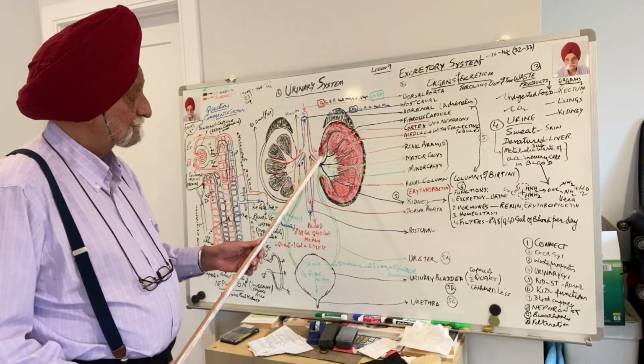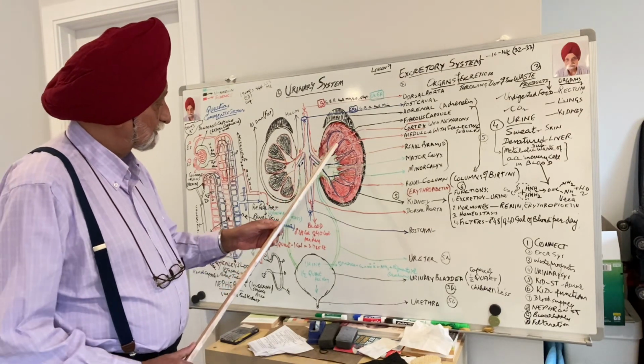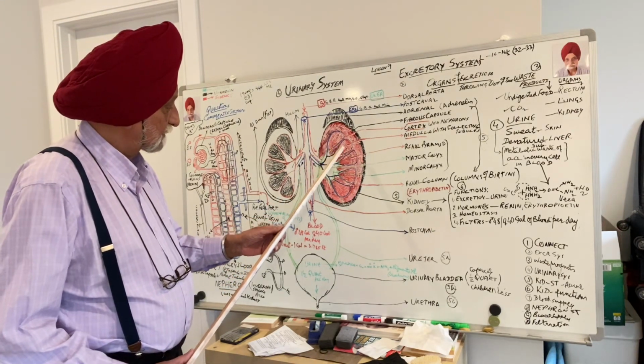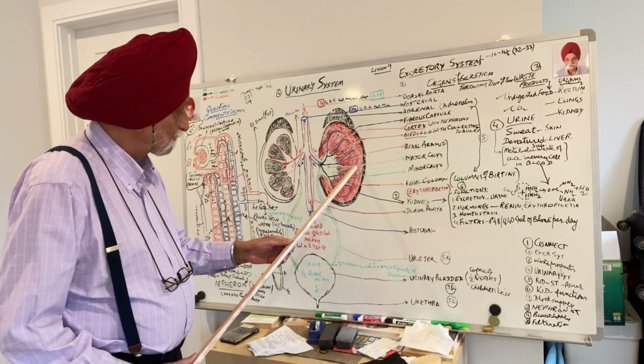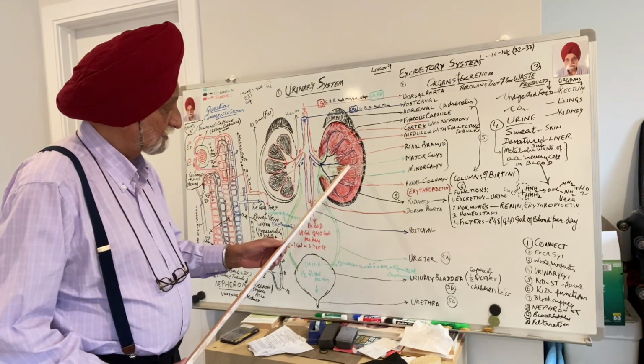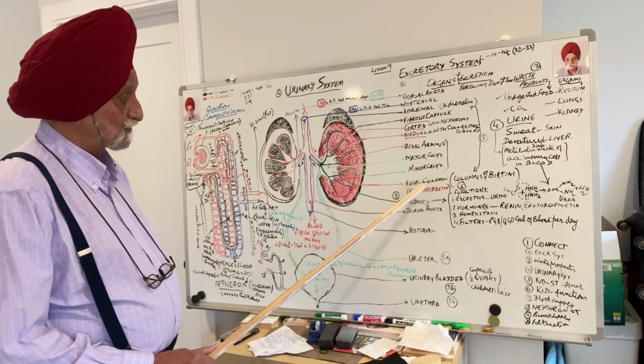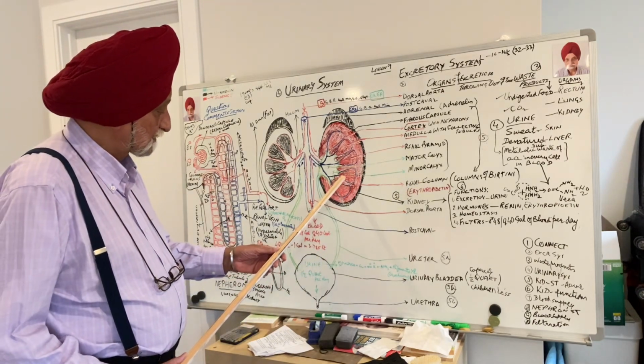Now, in between each pyramid, there are some portions of the medulla, and they are called the renal columns. They separate the pyramids.